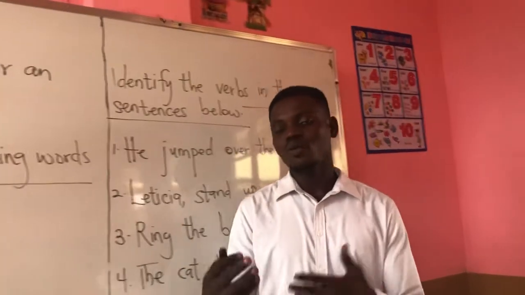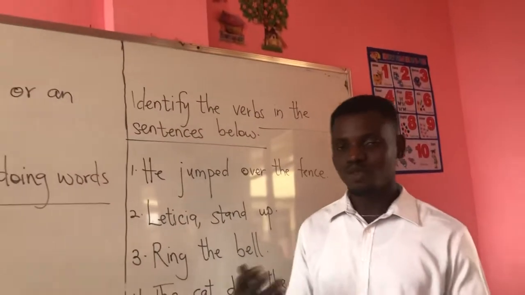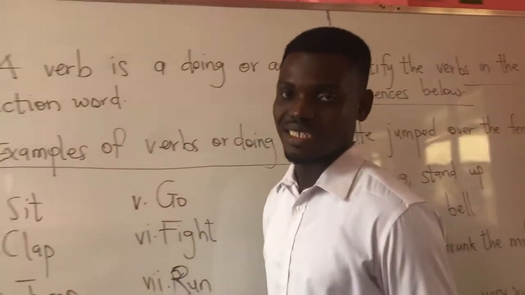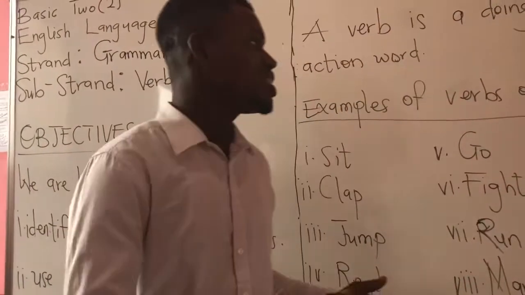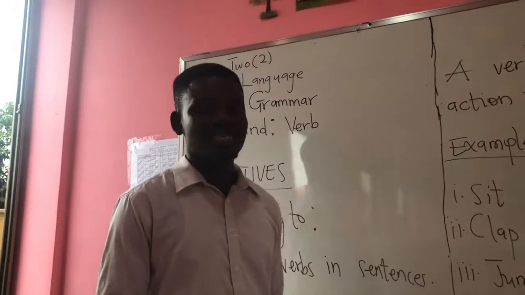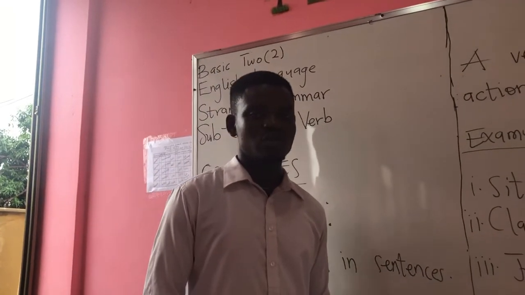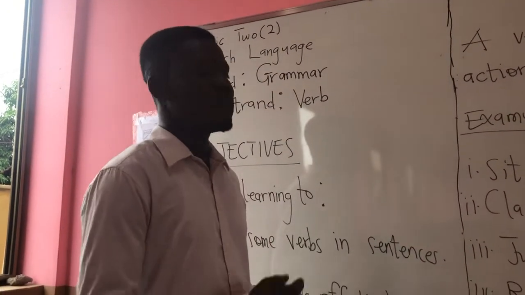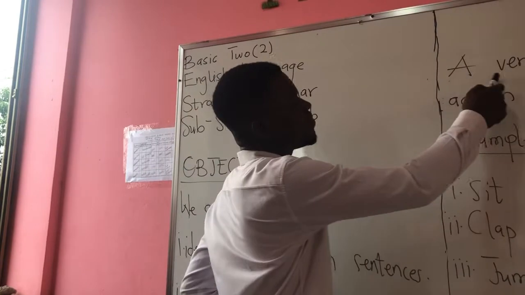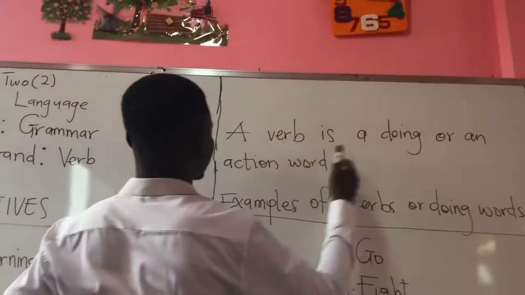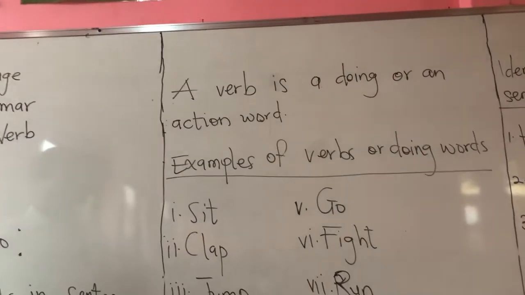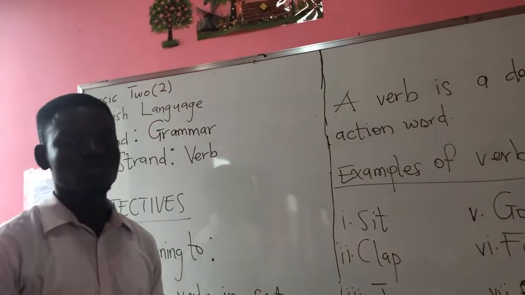Whilst I'm talking right now, what am I doing? I am talking, which is an action. All these are examples of action words or doing words. All of these things are verbs. Like I said earlier, a verb is a doing or an action word.